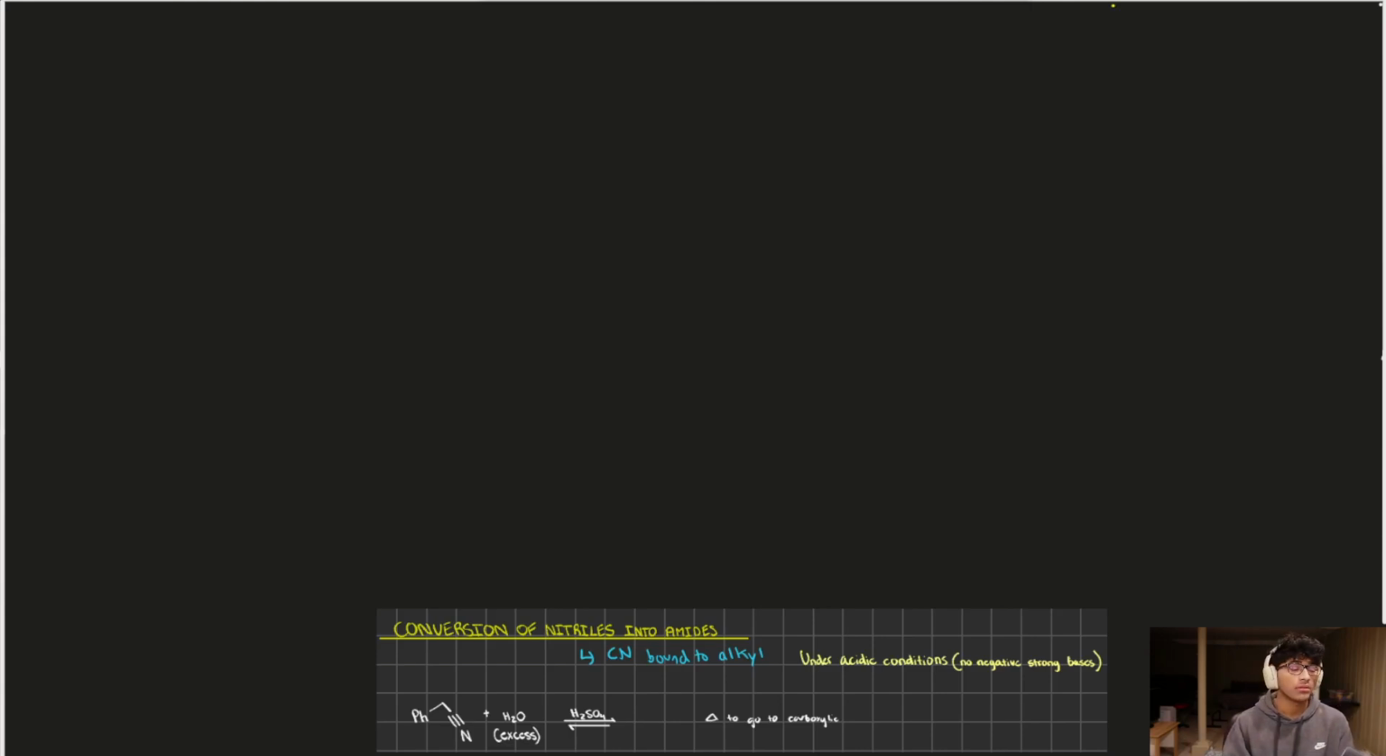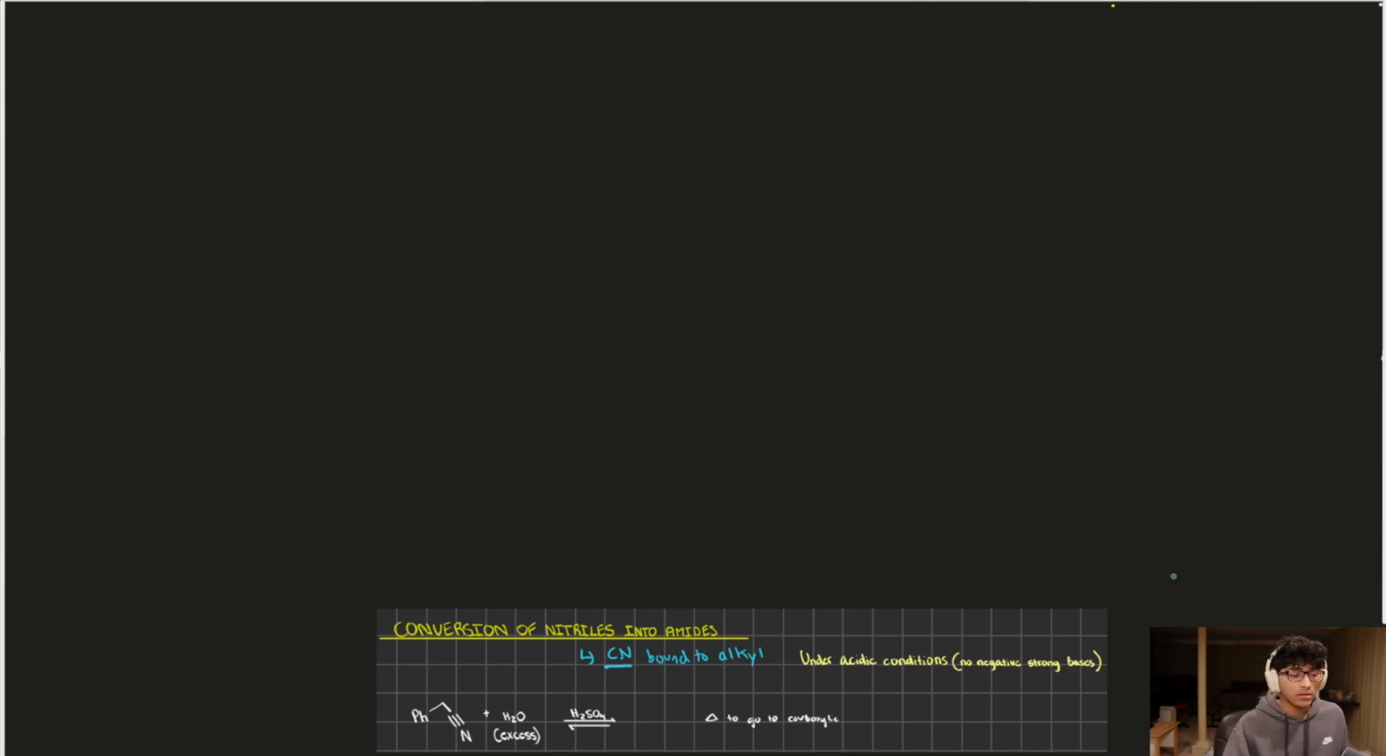Hey, what's up, guys? We're going to basically be converting a nitrile into an amide. If you don't know what a nitrile is, it's basically just a cyano group, which is CN. It's going to be bound to an alkyl group. So in our example, we have a CN right here, and it's bound to this alkyl. So what we're going to do is form it into an amide.